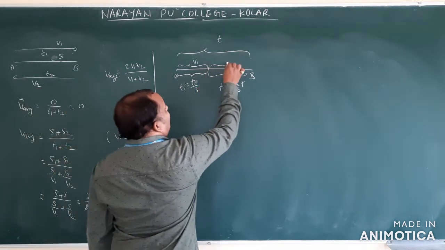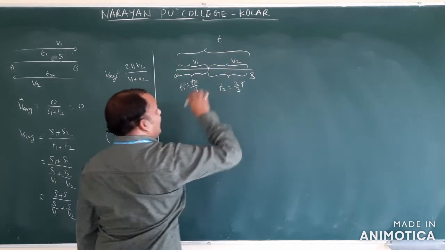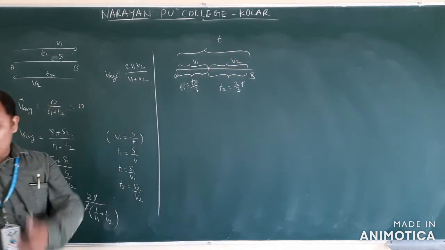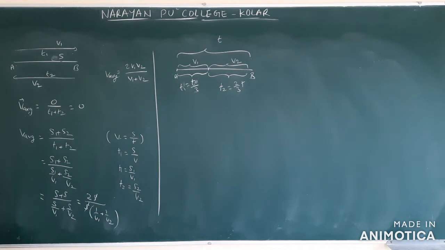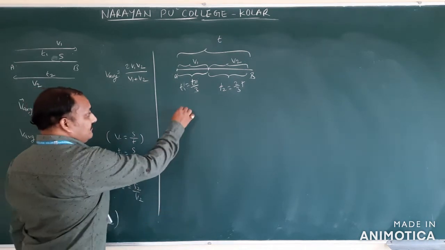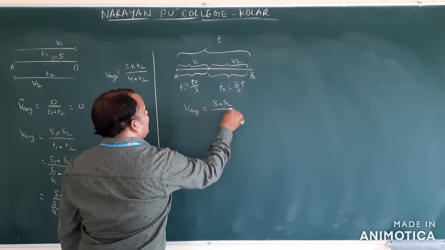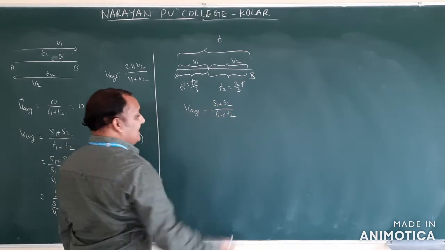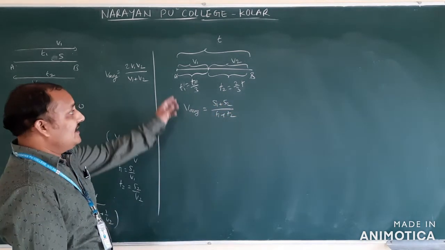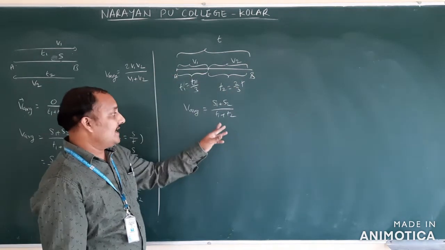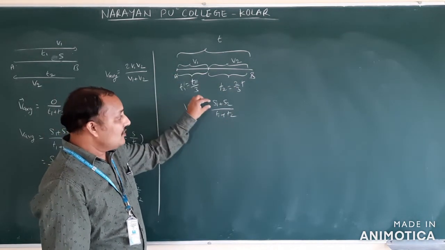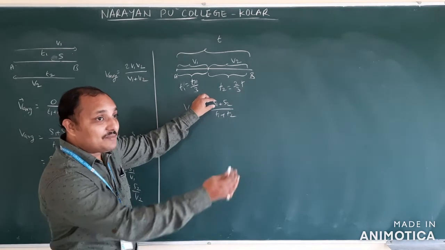Now from here to here, what is the speed? V2. Then what are they asking? Average speed. What is the average speed formula? V average is equal to S1 plus S2 by T1 plus T2. In this, they didn't give distance. They gave time.